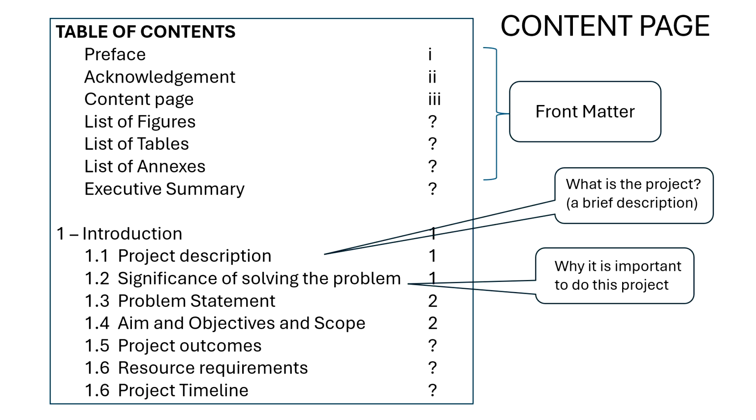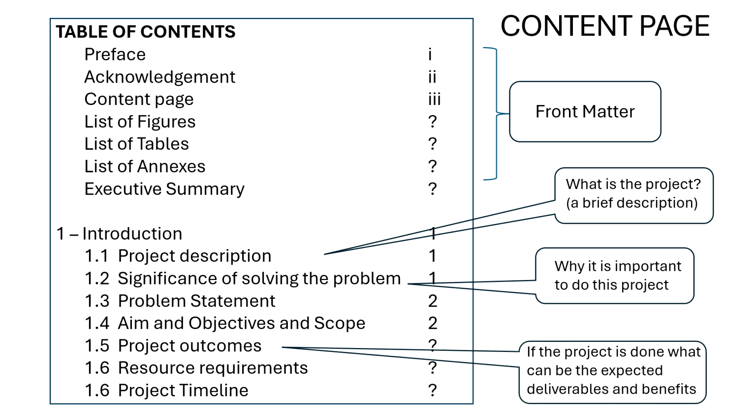Because as we know, in our daily life, we can find thousands of problems, but we are not going to solve all the problems. So why this problem, engineering problem, is important for you or for society or some people? Why it is important? That is the significance. You can write about that. Then there has to be a problem statement, aim and objectives and scope, and then project outcomes.